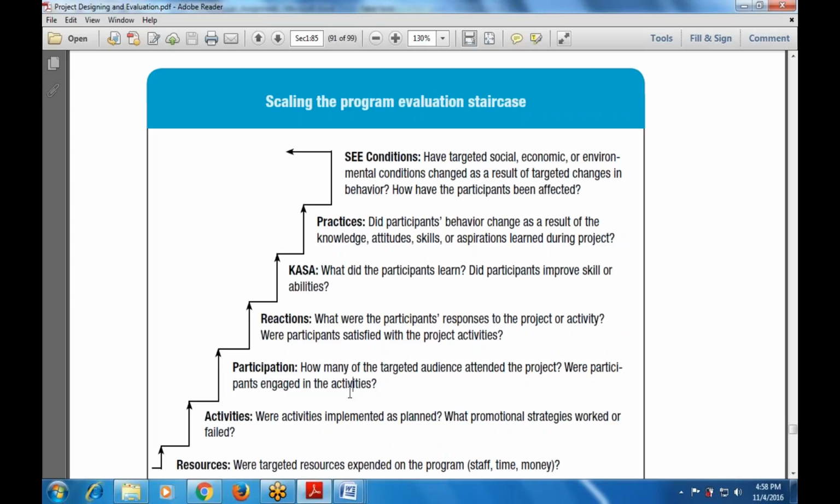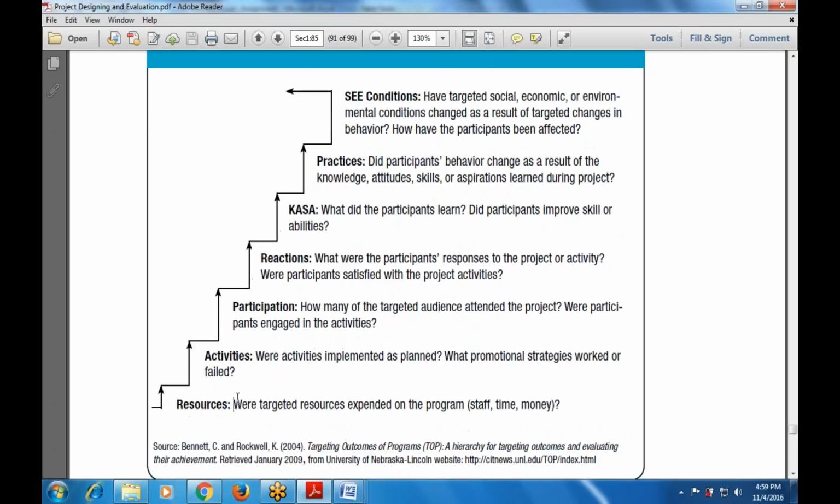So what are the various plans that we are going to maintain, that we are going to do with the targeted audience? Then next is the resources. Were the targeted resources expended on the program? That is around the time, staff, and money. So whether the project is used with the staff, whether it is used with the time, whether it is used with the money. So what is the extended program? What are the various resources? Were the targeted resources available? Whatever the need, whatever the criteria that we are using, that is used with the recorded data, with the recorded material.